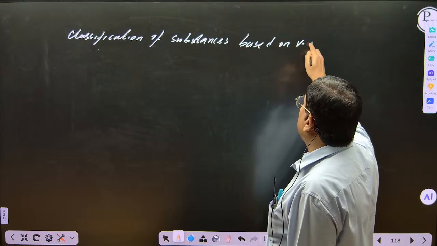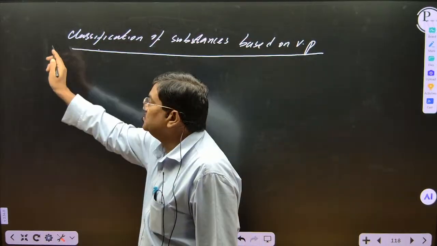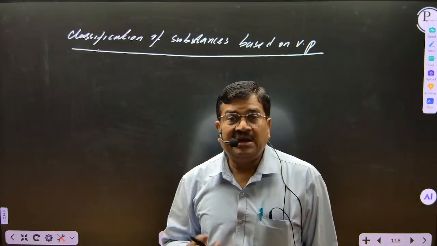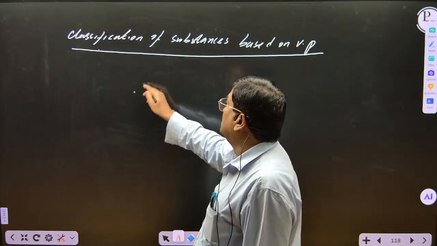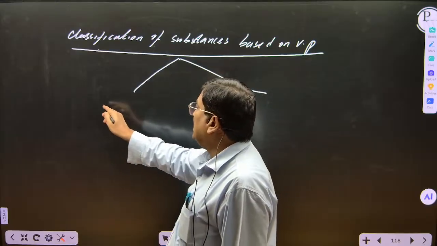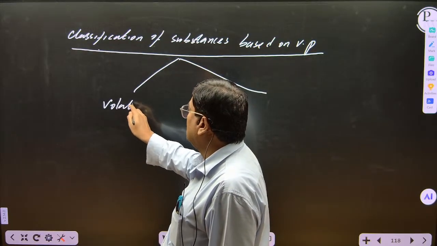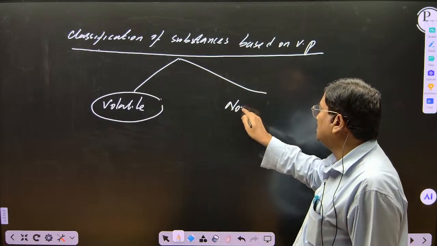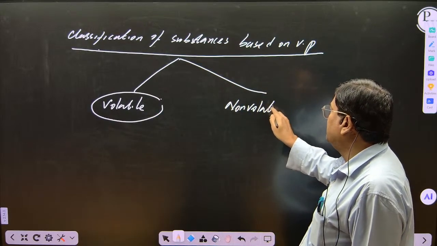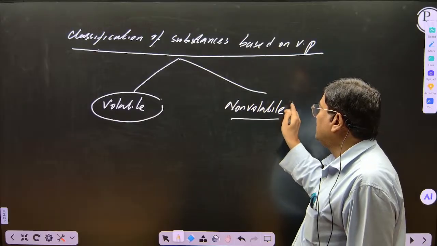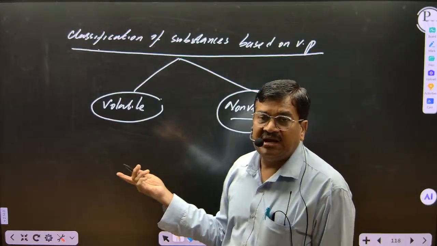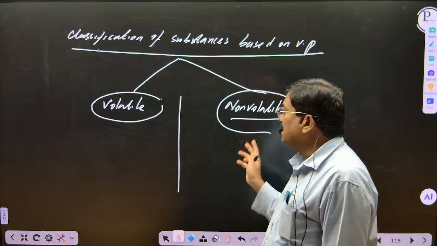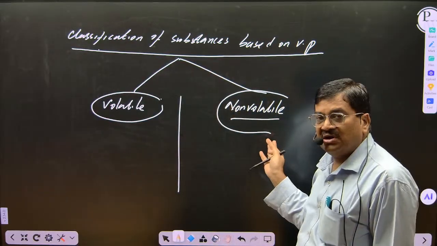On the basis of vapor pressure, we are dividing the substances into two categories. What are those? Volatile and non-volatile. So one is volatile, and another one is non-volatile. That is what I wrote in the introduction: liquid mixed with liquid, both are volatile. Getting the idea, all of you? We are dividing the substances into two categories, one volatile, another non-volatile.